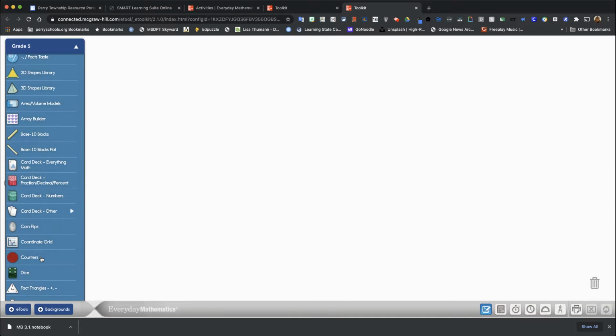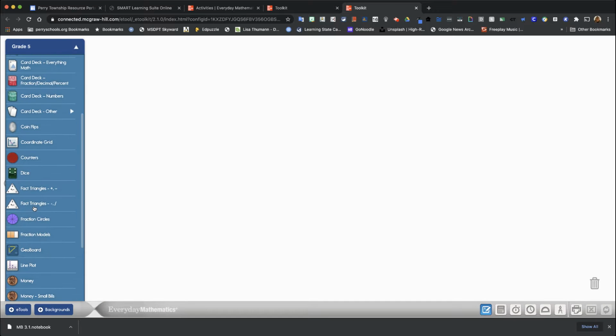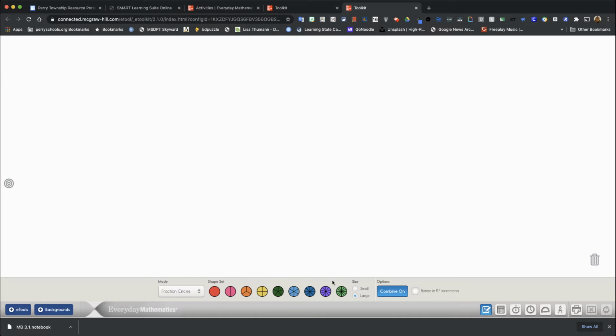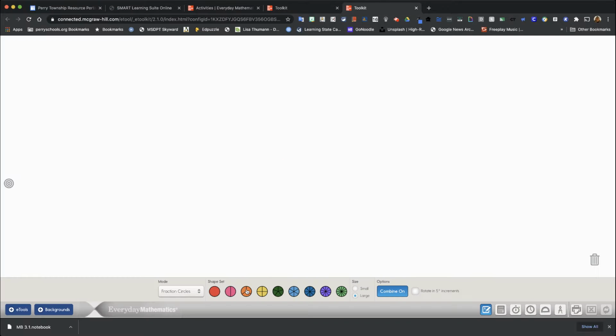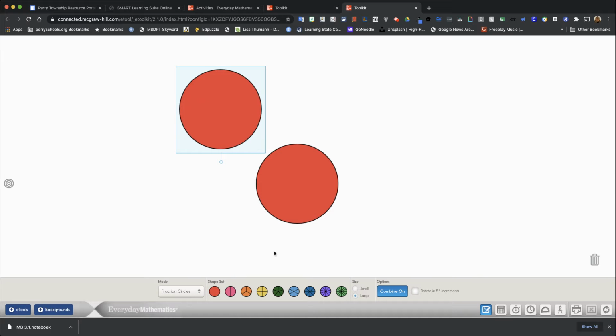All right. So again, I'm going to come over here to my toolkit. I'm going to get my fraction circles. And I can see that there are 2 pancakes left and there are 3 sisters. So when I'm looking at this, I'm going to just put 2 full pancakes out there. So we've got 2 full pancakes.